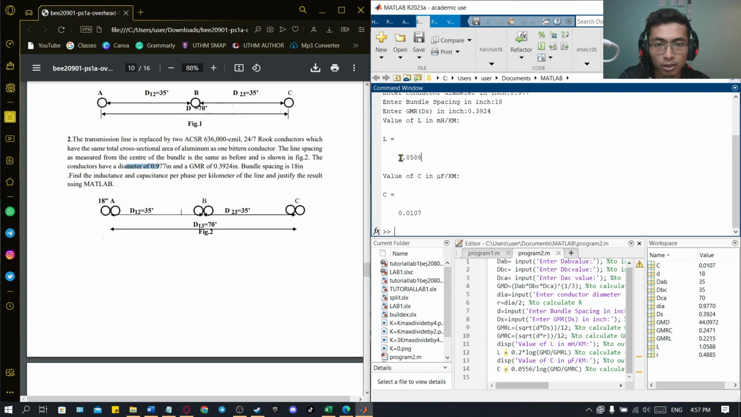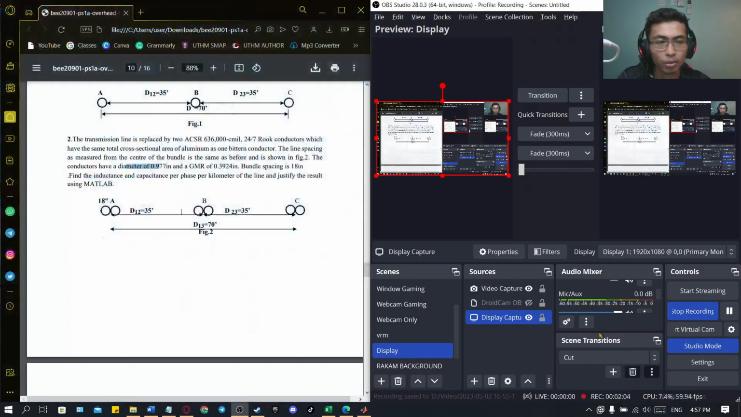Then we click enter and it shows you the values. The inductance is 1.0588, while the capacitance is 0.0107. We're going to take note of this. That's for program 2.